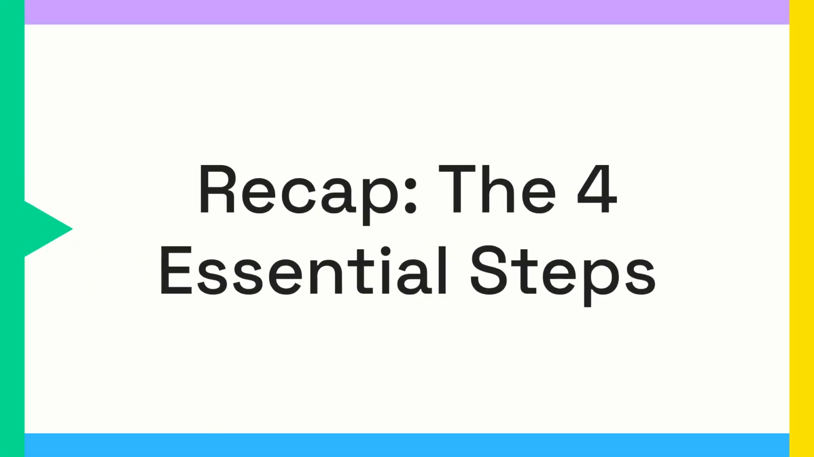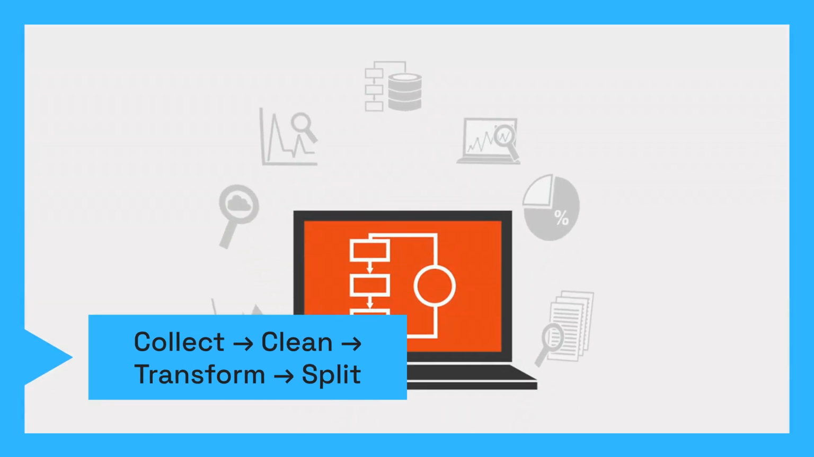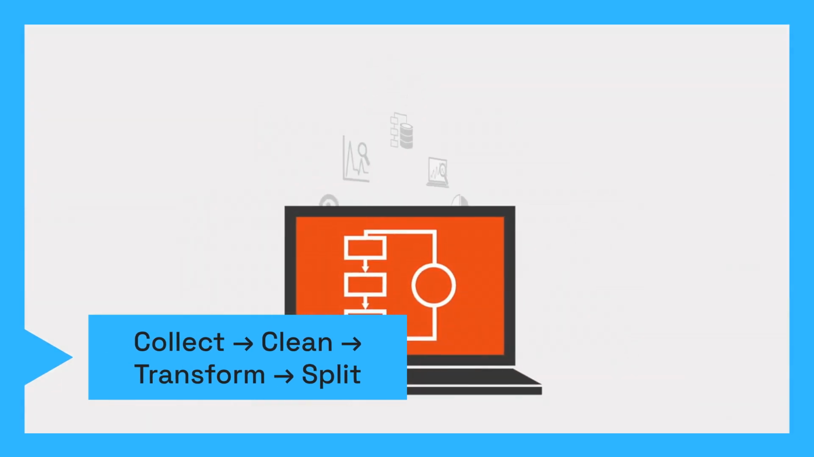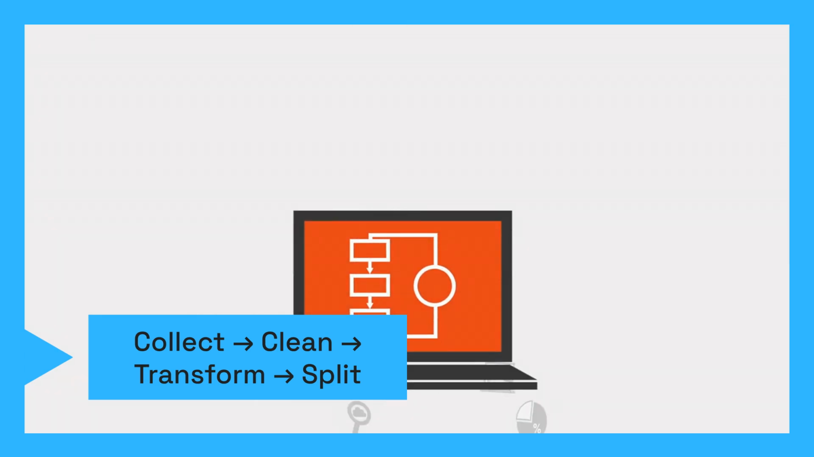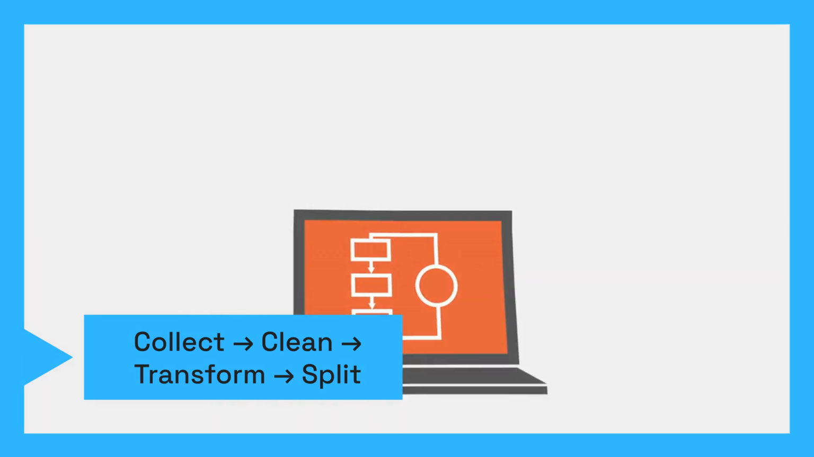Let's do a quick, rapid-fire review to cement these 4 steps in your memory. Remember the order. Collect your raw data. Clean it by fixing errors and missing values. Transform it by formatting it for the AI. And finally, split it into training and testing sets.